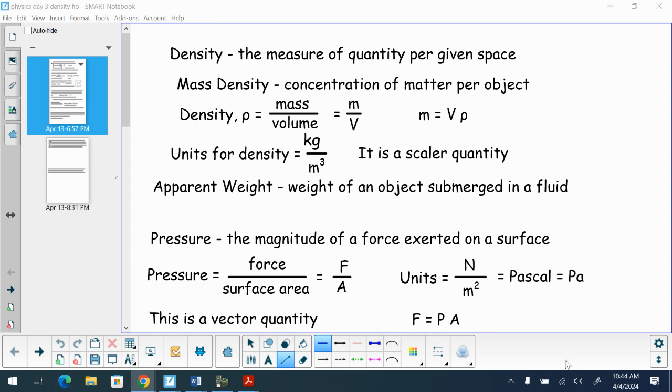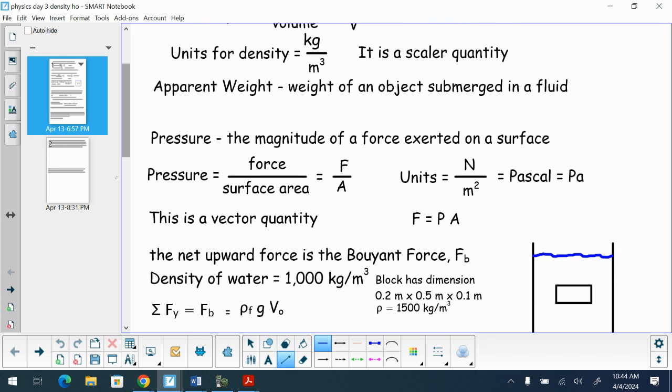Apparent weight is the weight of an object in the fluid. Pressure is the magnitude of a force exerted on a fluid. Once again, you put your hands here and you start squeezing, and you start feeling a little bit of pressure there. Why? Because you're exerting a force on a surface area. Pressure is equal to force divided by area. These are in pascals, newtons per square meter. Force is equal to your pressure times your area.